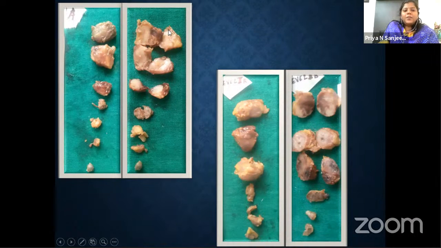So this one will go to one particular cassette, and you should not mix up the lymph nodes because you'll never know which lymph node will show neoplastic metastasis, and the smaller lymph nodes can be taken in a single cassette. So this is level 1B group of lymph nodes, and this is after sectioning.